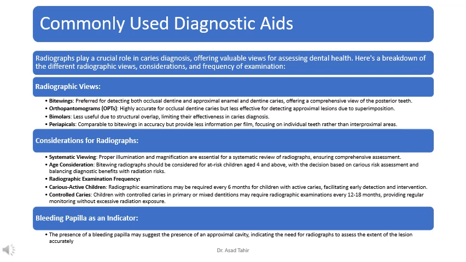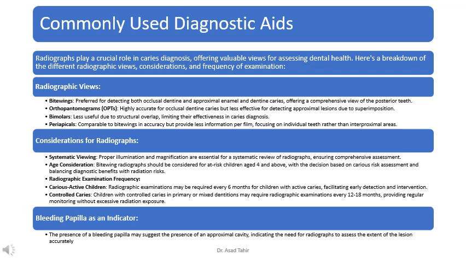Considerations for radiographs. Systematic viewing. Proper illumination and magnification are essential for a systematic review of radiographs, ensuring comprehensive assessment. Age consideration. Bitewing radiographs should be considered for at-risk children aged 4 and above, with the decision based on caries risk assessment and balancing diagnostic benefits with radiation risks.